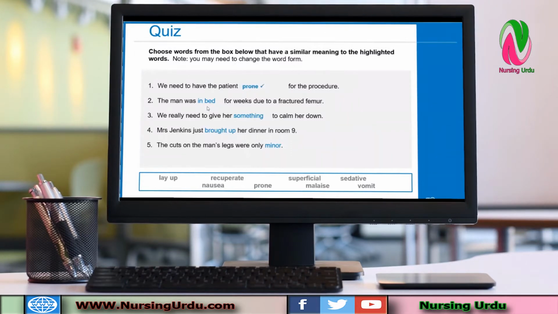Number 2, the man was in bed for weeks due to a fractured femur. The man was, be careful with your word form here, guys. The man was laid up. Laid up. So April, Joy, Madartha, and there was somebody else at the top there as well, Elizabeth. Good. Okay, good work. For those of you who wrote it in the present tense, remember, we're talking about he was in bed, so we're talking about the past.